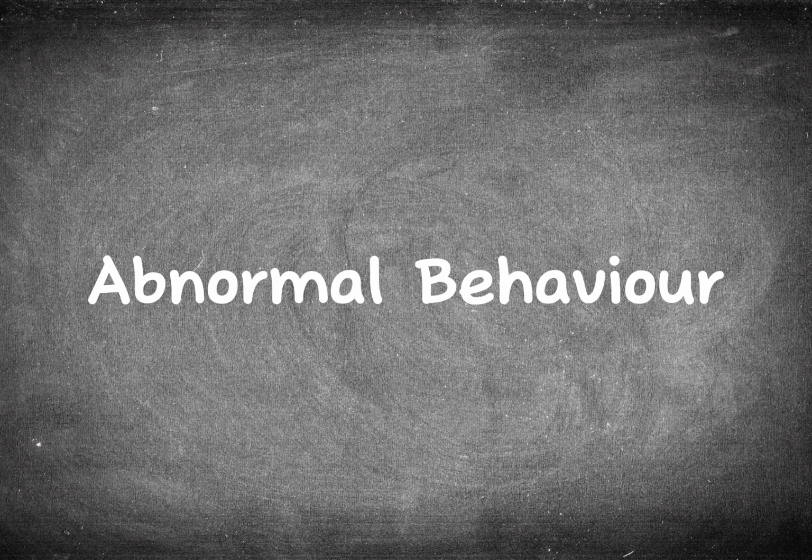Treatment for abnormal behavior typically involves a combination of different approaches, such as psychotherapy, medication, behavioral interventions, and lifestyle modifications. The specific treatment will depend on the nature and severity of the abnormal behavior, as well as the individual's unique circumstances and needs. In conclusion, abnormal behavior refers to patterns of thoughts, emotions, and actions that deviate significantly from what is considered normal or socially acceptable.